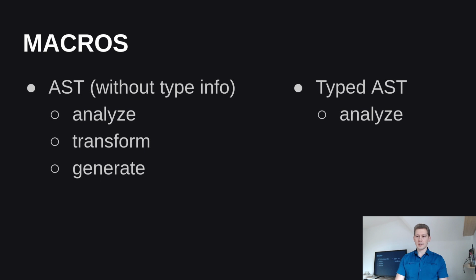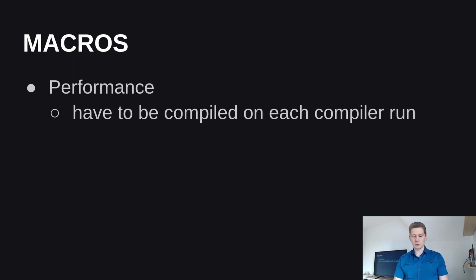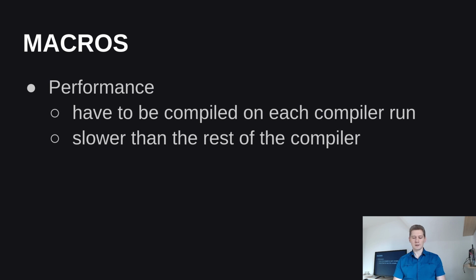But macros are not so great when you have a lot of them in your project. Then you start to get pain when compiling your project for 5 minutes or more. So the problem with macros at some point may be performance. Currently in Haxe 4, macros are up to 5 times faster than in Haxe 3, thanks Simon. But still, they have to be compiled on each compilation, on each compiler run. That takes some time, and they are slower than the rest of the compiler. It's like the slowest part of the compiler.